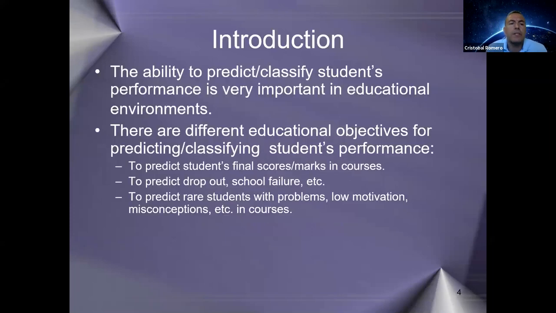In the introduction, the ability to predict, or in this paper classify, is important. I'm going to use a classification task, not regression. Prediction of student performance is very, very important in educational environments. And there are different objectives for predicting or classifying students. For example, predicting the final score or final mark in the course, dropout, school failure, etc. Also predicting rare students or students with problems, low motivation, misconceptions, gaming, etc., in the course.